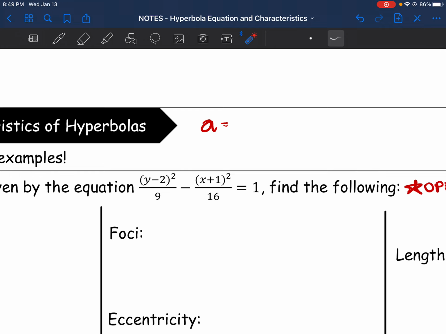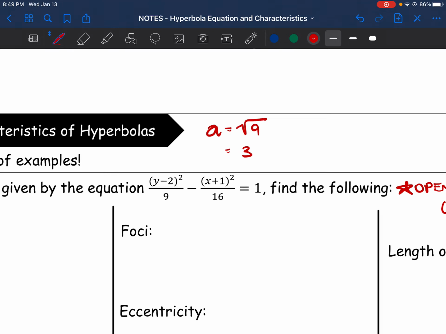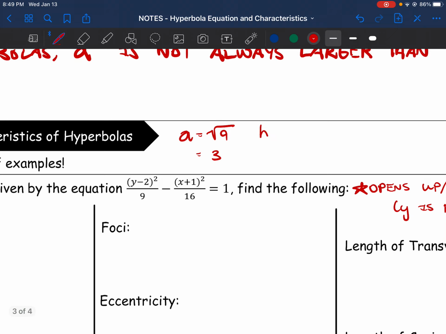Okay, so A is going to be the square root of the first denominator. So A is going to be the square root of 9, which is 3. B is going to be the square root of the second denominator. Second denominator is 16. Square root of 16 means that B is going to equal 4.